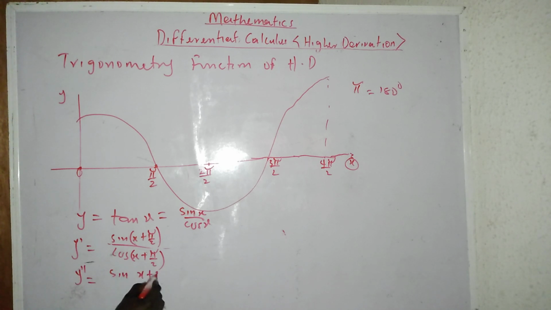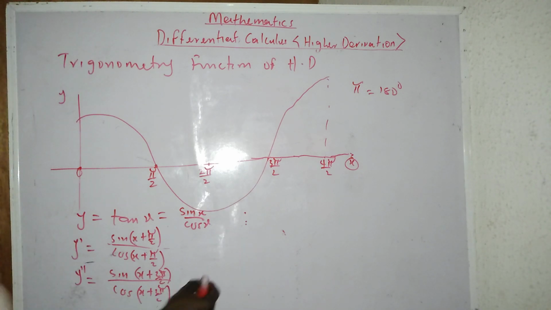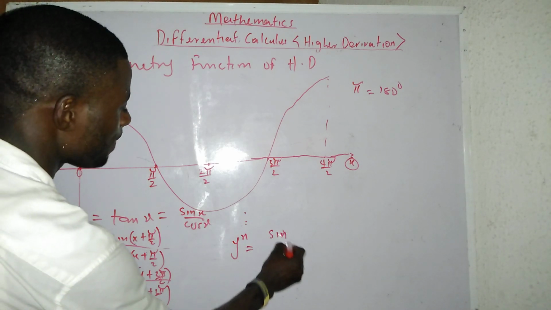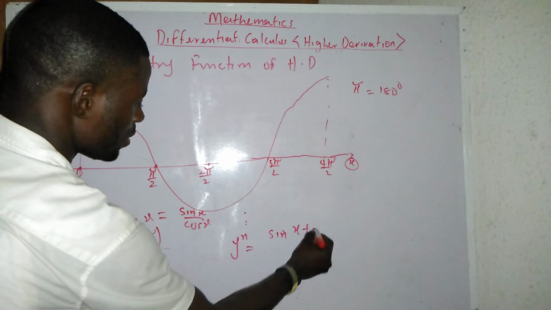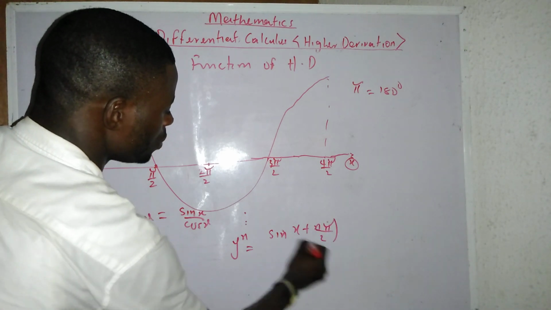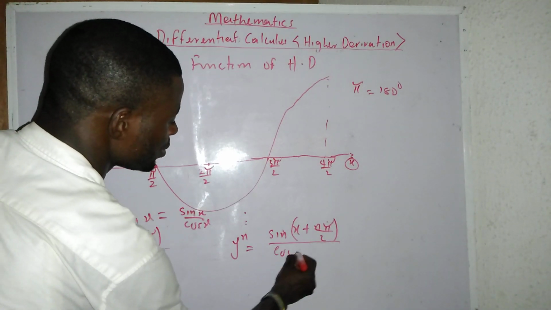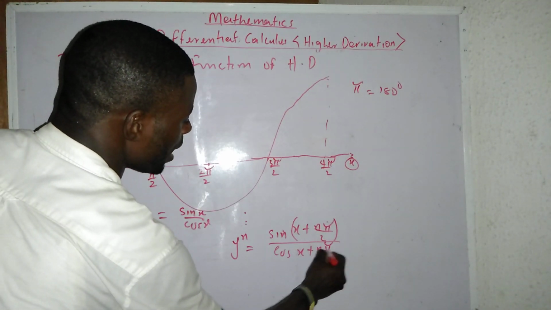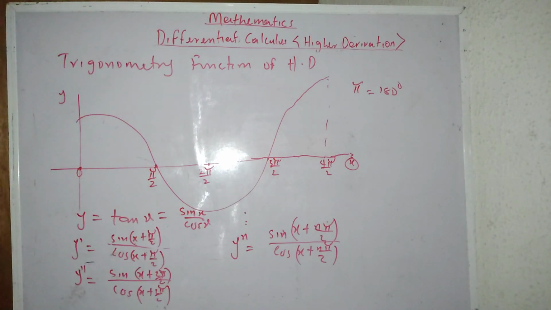I can move on again by having sine (x + 2π/2) divided by cos (x + 2π/2). I can also run to my n term, which I will have y of n. It will be sine (x + nπ/2) divided by cos (x + nπ/2). That is all.